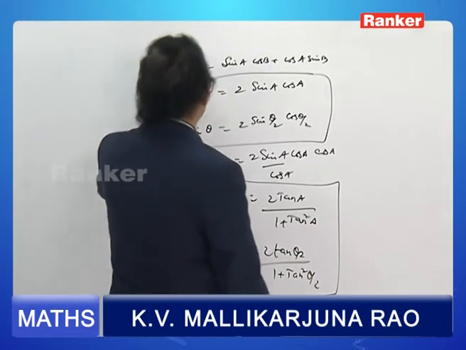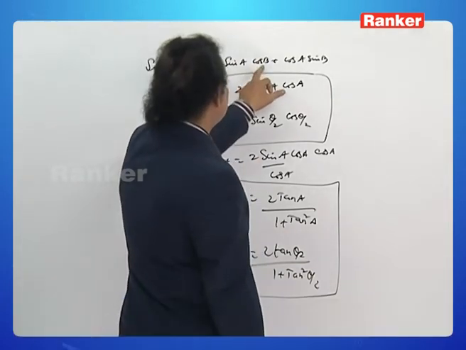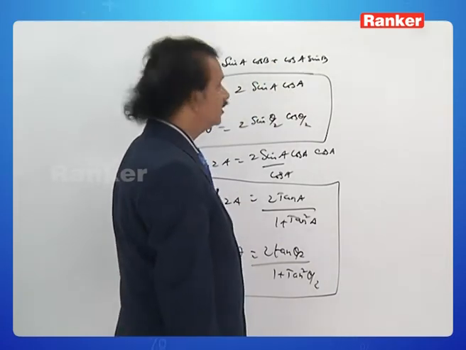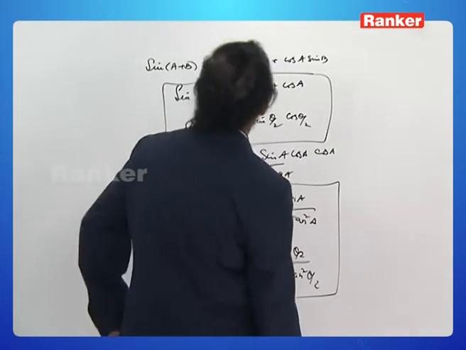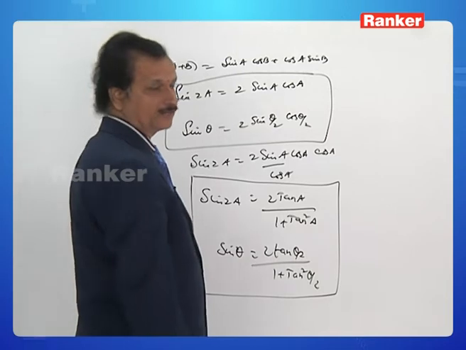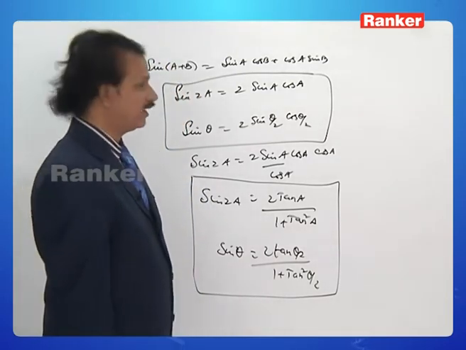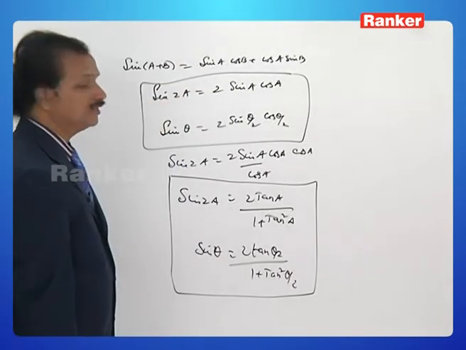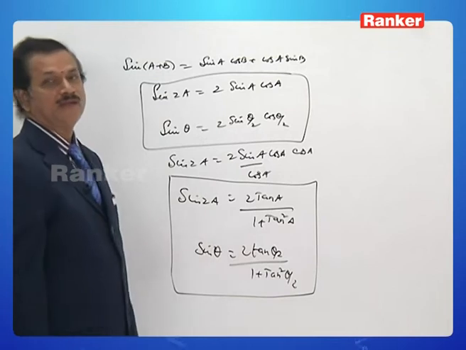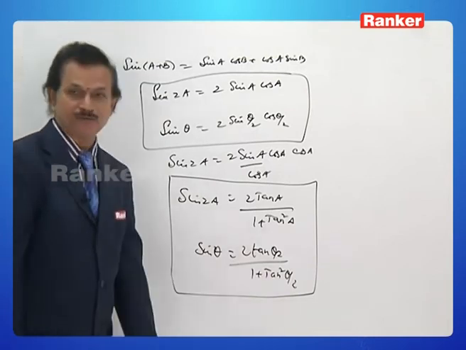Again, in the place of b, you write 2a. What happens? Sin a into cos 2a plus cos a into sin 2a. Isn't it? In the place of b, you have 2a. You can have sin 3a. And later on, we must be able to have cos 2a also. So we have had the formula for sin 2a and sin theta. You can be in a position to write sine theta in terms of tan theta by 2 also.